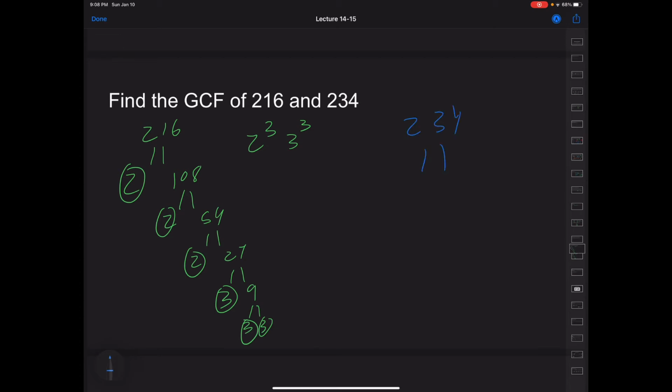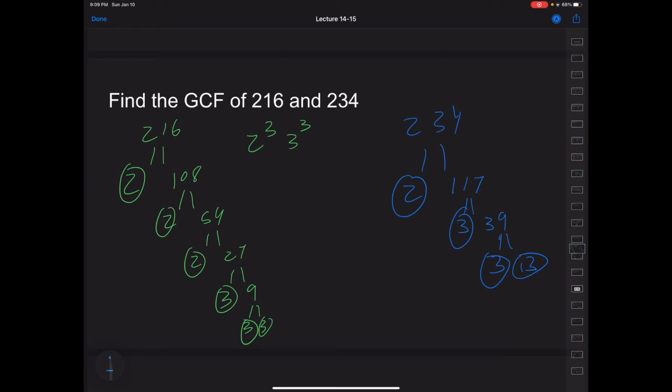234 is 2 times 117. And 117 looks prime, but it's actually not, because 7 plus 1 is 8 plus 1 is 9. This is divisible by 9, which we can make easier by saying it's divisible by 3. Divide it by 3 first, which will be 39. And then this is divisible by 3, which will give us 13. So we have a 2, 2 3s, and a 13.